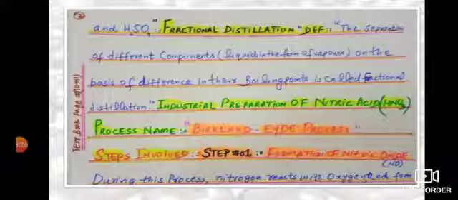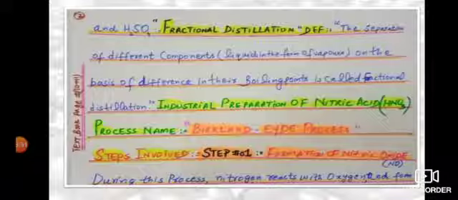Now we will discuss one by one the industrial preparation of these chemicals. These chemicals may also be prepared in the laboratory, but here we are going to discuss the industrial preparation, which is also discussed in the videos. So the first is the industrial preparation of nitric acid.